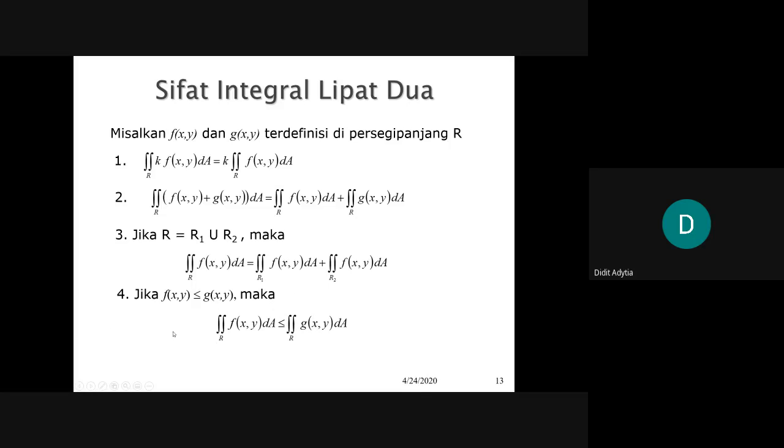The fourth property of this is f. For example, if a function f is less than or equal to a function g, then the integration also inherits that property. So the integral of f is also less than or equal to the integral of g.